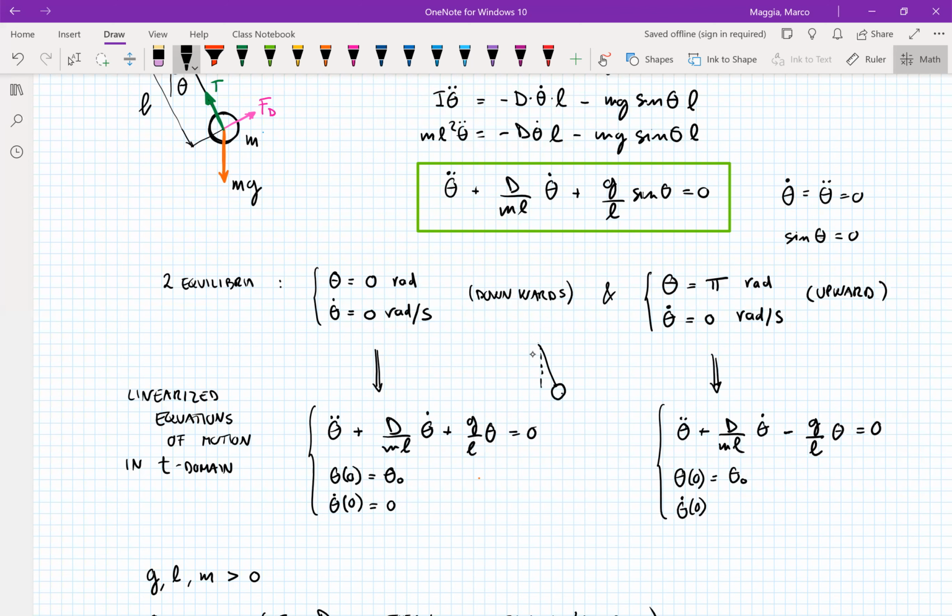Once again, let's pair it with the same initial conditions. Just one thing that I want you to notice is that now the initial conditions are referred to the equilibrium point. So right here, this theta 0 refers to a perturbation from theta equals 0. Whereas in the other case, since the reference point is the upward equilibrium, this theta 0 represents the perturbation from theta equals pi.